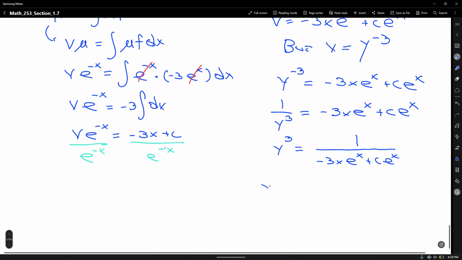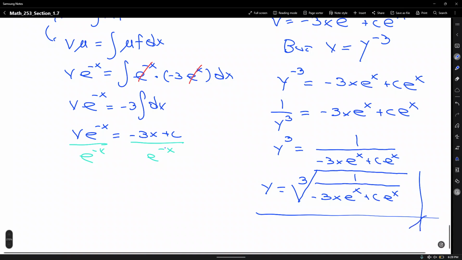And to get the y by itself, what do we do? Cube root. y equals the cube root of 1 over negative 3x e to the x plus c e to the x in the denominator. We're not done yet. We need to box our final answer. And that's the end, right? That's the end of the topic.